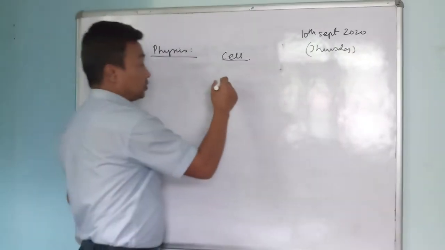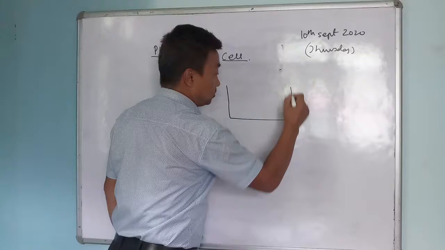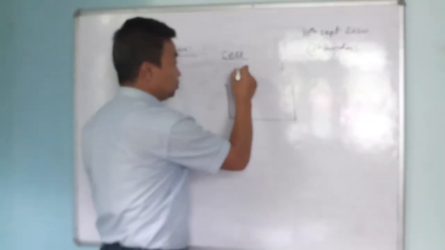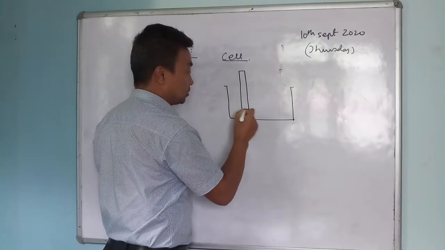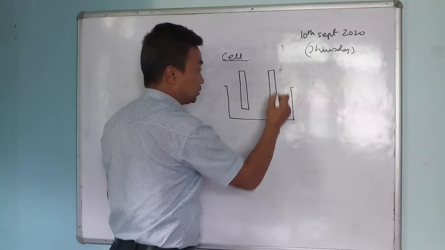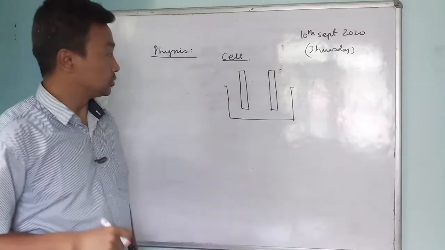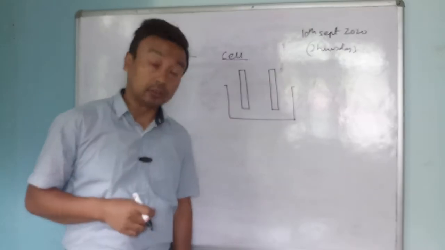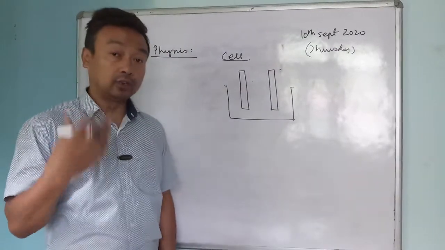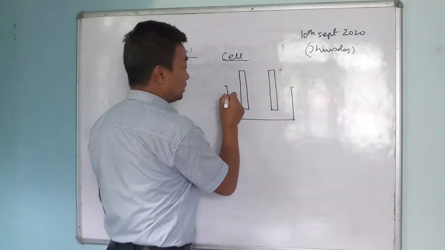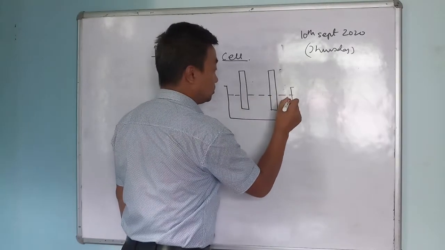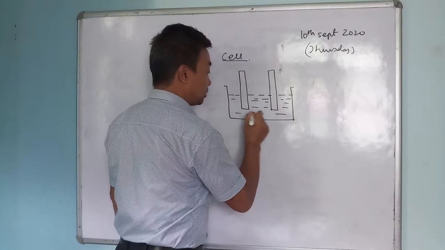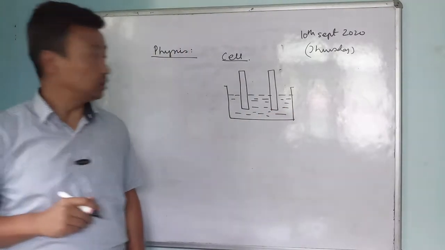Alright, so see here, a cell: you have one vessel, and in the vessel you have got two conductors that are immersed. I am just telling you briefly what the cell is, because all three topics are related to this. These conductors are also termed as the terminals, or they are also called the electrodes. Now inside the vessel you put some liquid or chemical mixture, which we term the electrolyte. So this now constitutes a cell.